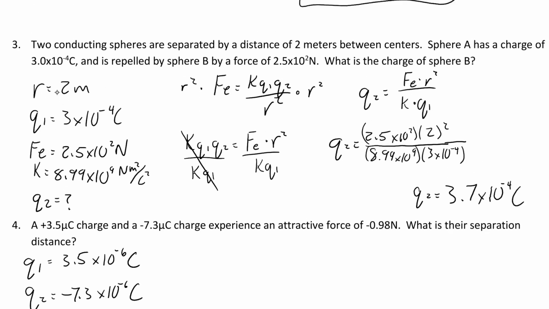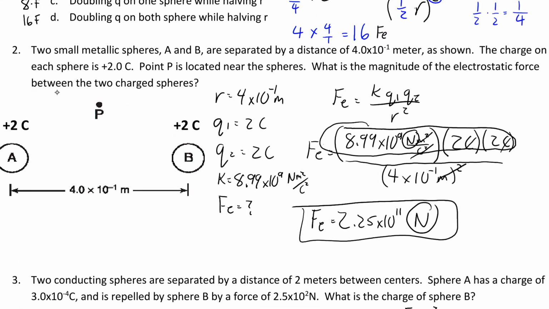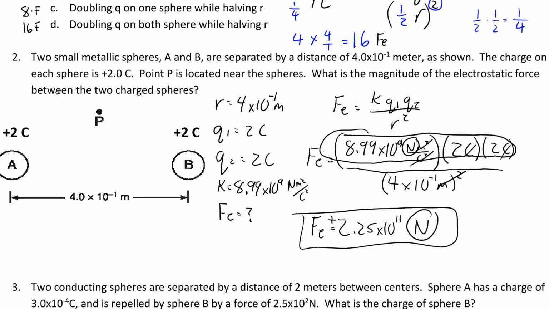Let's look at what we had for number 2. In number 2, we got a positive number for our force. And in number 2, there were 2 positive charges. So the electrostatic force was repulsive because they're like charges. They're going to repel each other, equal in magnitude, opposite in direction. Anytime you get a positive number for the force, positive means repulsive.